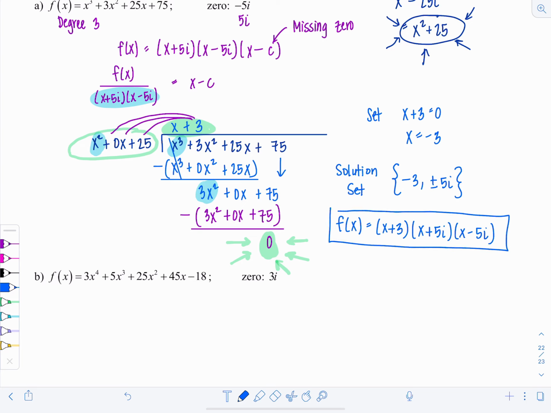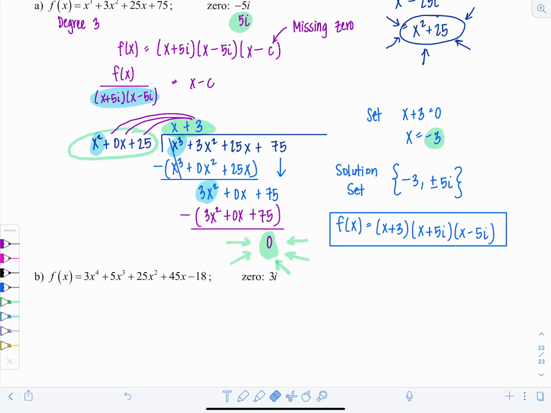All right, now you're ready for whatever they may ask. In this case, they only wanted the missing or remaining zeros. So the remaining ones were just positive 5i and -3. Okay, wasn't that fun? Let's try another one.